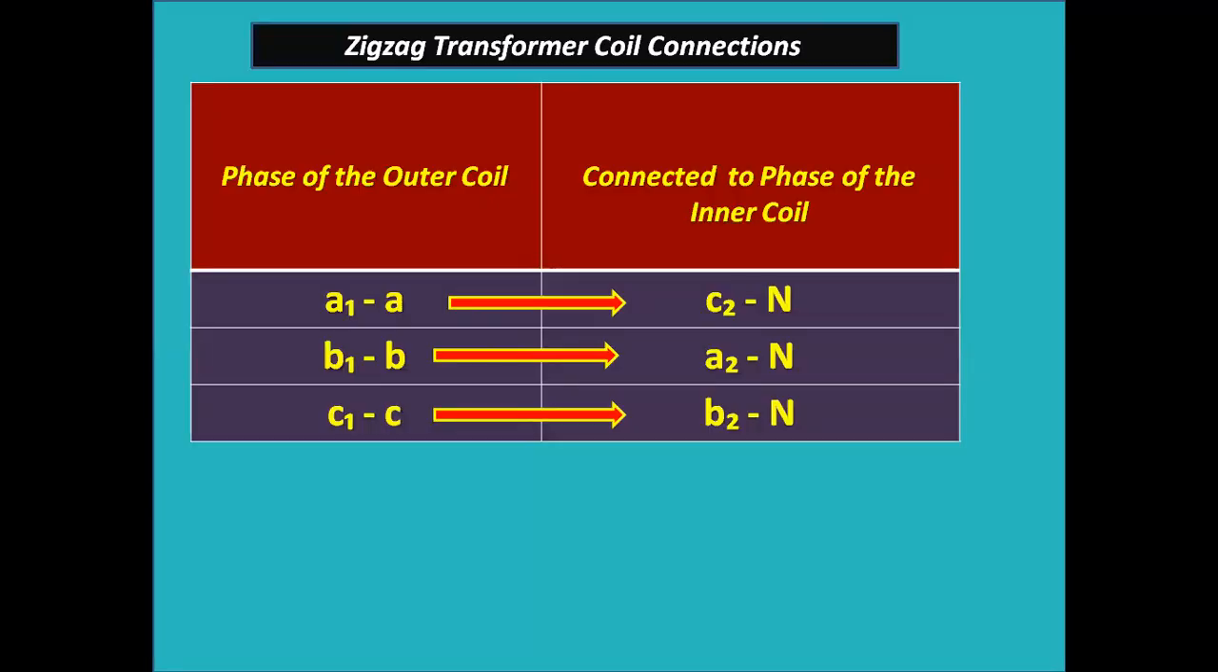The coil connections are as follows. The phase of the outer coil is connected to the phase of the inner coil. A1A to C1, C2N neutral. B1B connected to A2N. C1C connected to B2N. That is, N is the neutral.